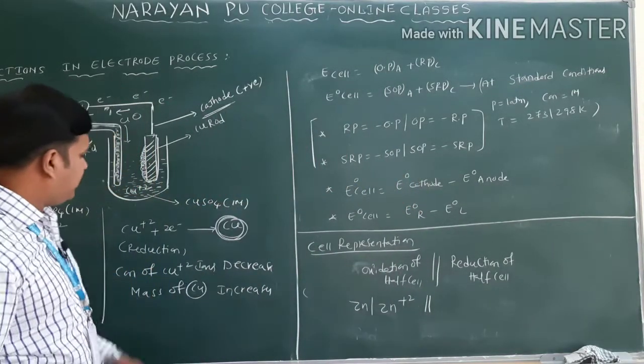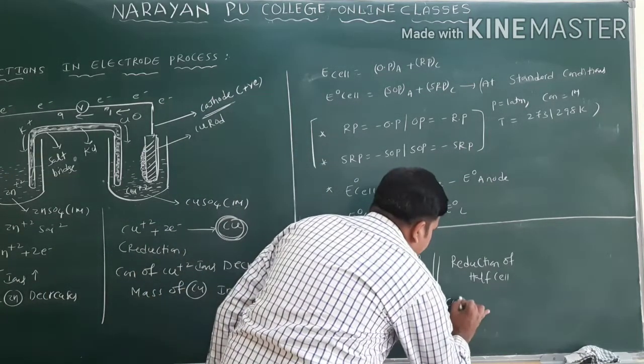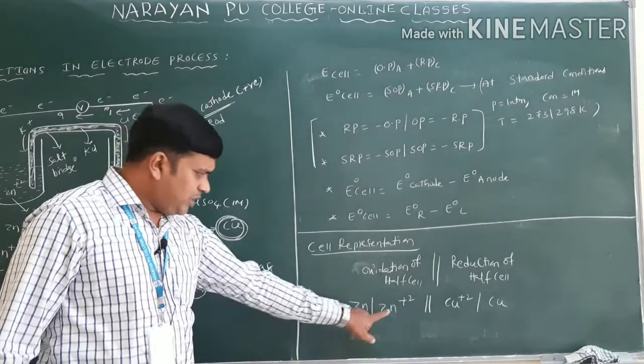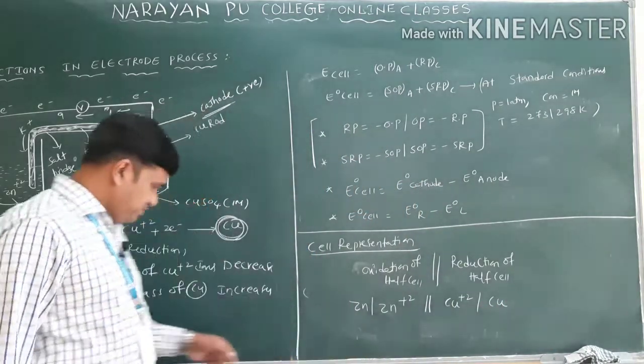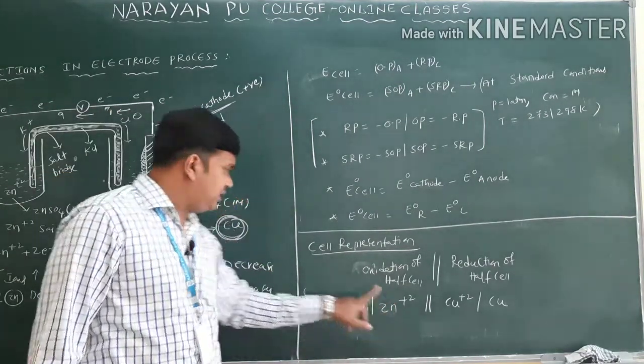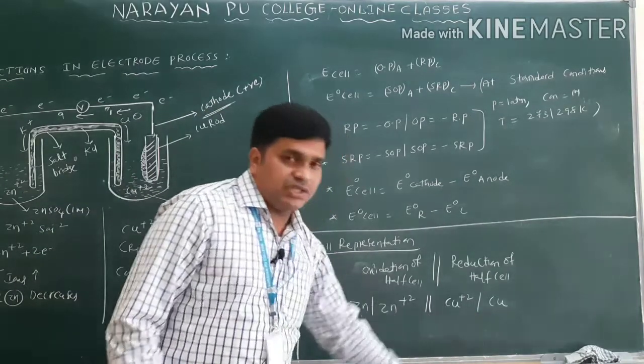So here the reduction half cell is there. In the reduction half cell, what happened here? Cu plus 2 ions convert into Cu only. So we will write here Cu plus 2 converting into Cu. Sometimes the concentration is also written. What is the concentration here? 1 molar. And here what is the concentration? It is also 1 molar. Here also you can mention the concentration.